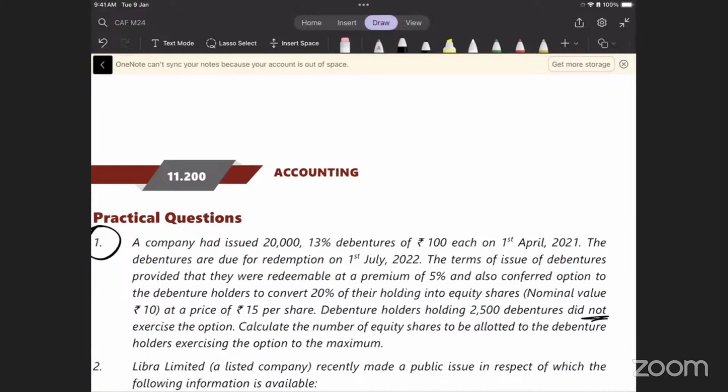Very simple. 17,500 debentures, calculate the redemption value, 20% of that, and calculate how many equity shares have to be given. Done. Then the redemption value into 80% is given in cash, that's all. Can you do it?